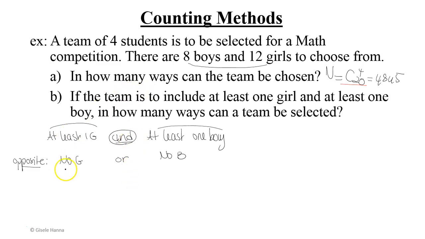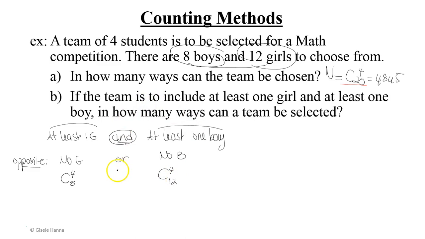Now, in how many ways can we form a team with no girls? No girls, it means that all of them are boys. It means that all 4 students are chosen from these 8 boys. So that would be a combination of 4 out of 8. And no boys, it means that all of the 4 students are girls. So it means that I have chosen these 4 students out of these 12 girls only. So this is C 4 out of 12.